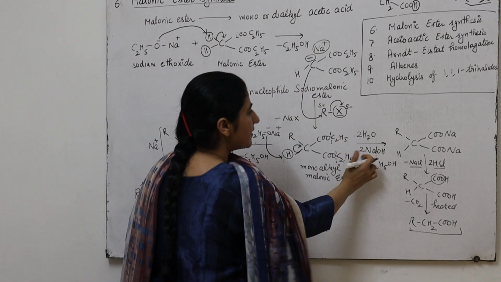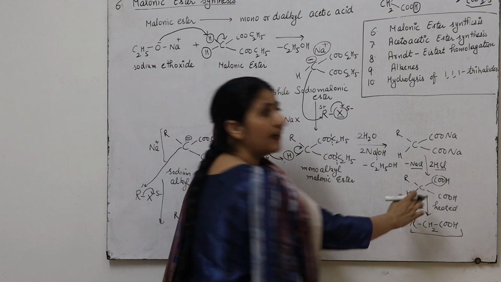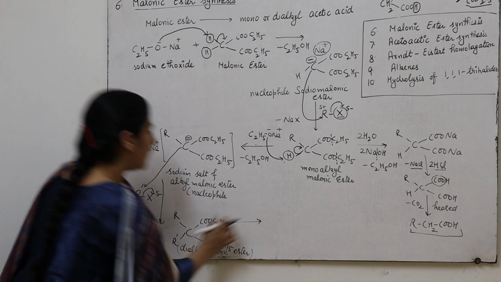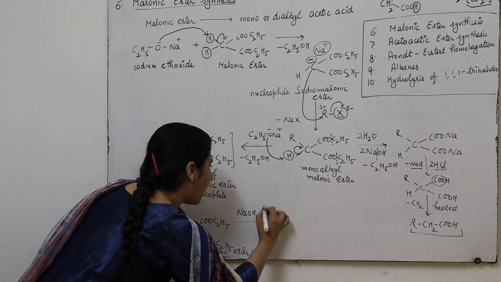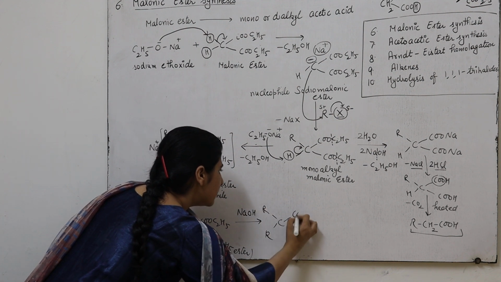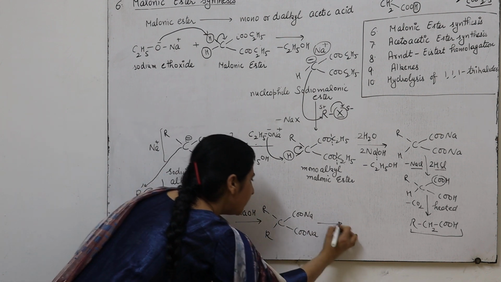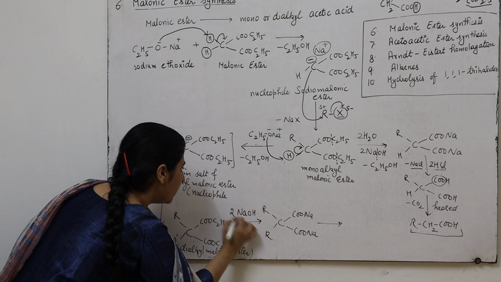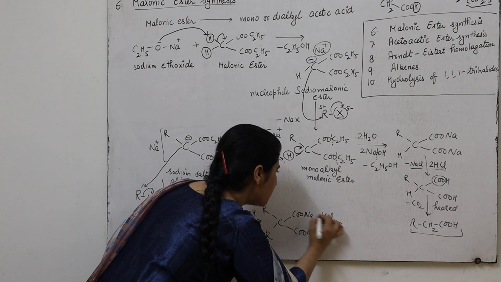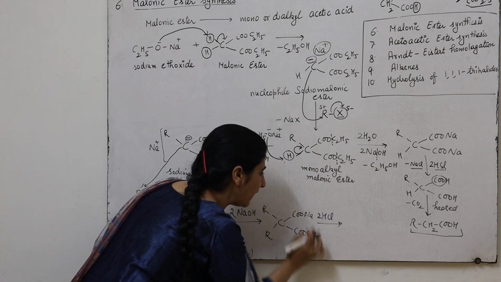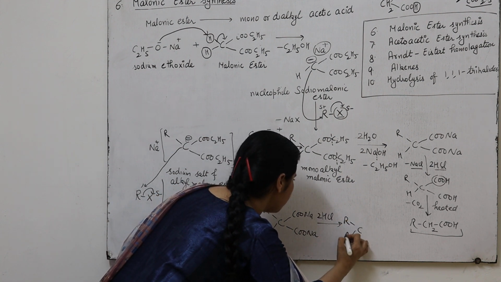So how do we convert the dialkyl malonic ester to the dialkyl acetic acid? Again, same steps. First is hydrolysis in the presence of sodium hydroxide, then acidification, followed by the loss of carbon dioxide. So first, hydrolysis in the presence of sodium hydroxide gives COONa with the loss of 2 molecules of ethyl alcohol. Again HCl, 2 molecules, acidification. So the sodium ions are replaced with H positive, and we get a di-substituted malonic acid.